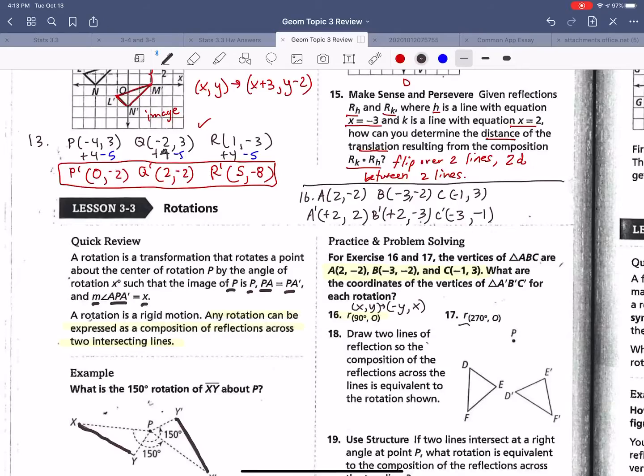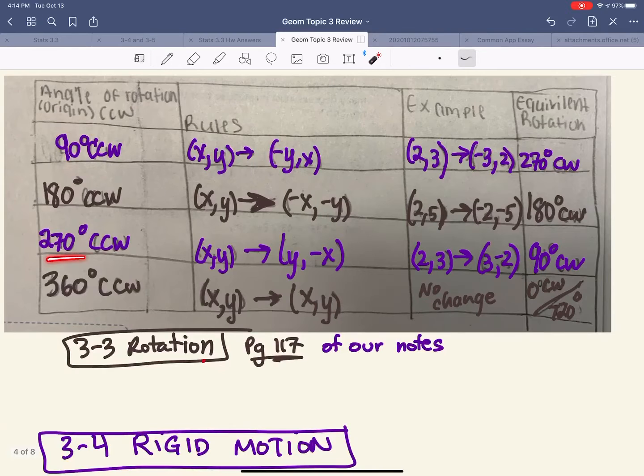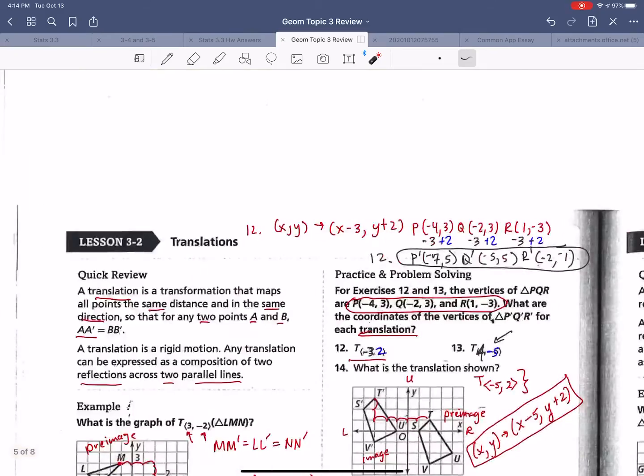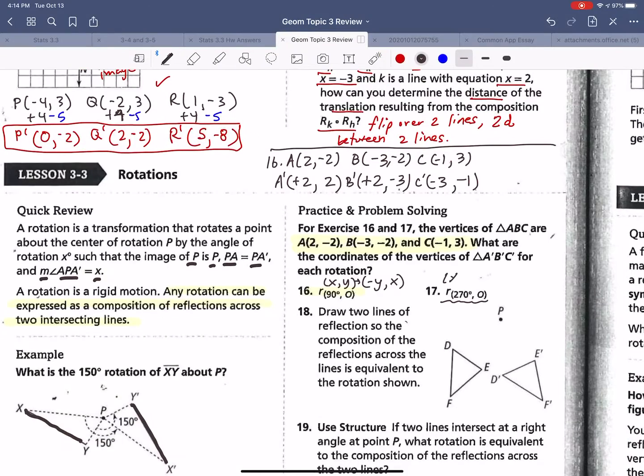Cool. Now I'm going to rotate 270 from the origin. So looking at our notes, 270 has X and Y switch, and now the X part is negative. The part that was X is now moved to the Y, but it's changed signs. Okay, so we write out our rule. X and Y flip, and the X part is negative.